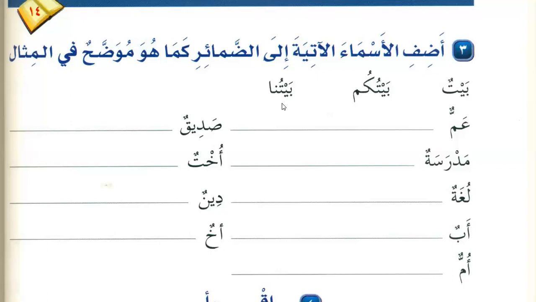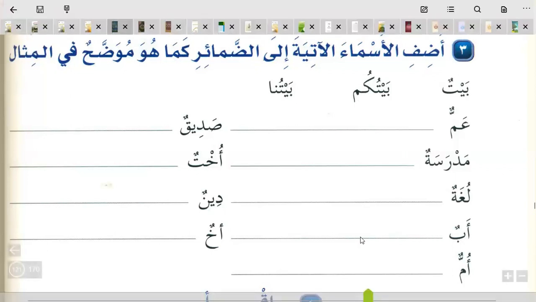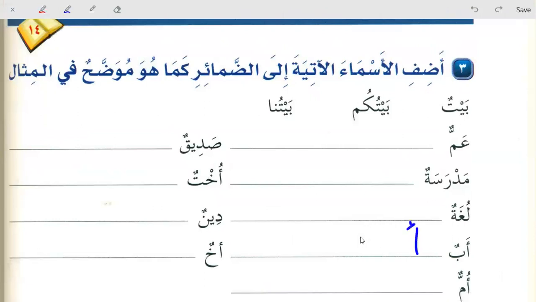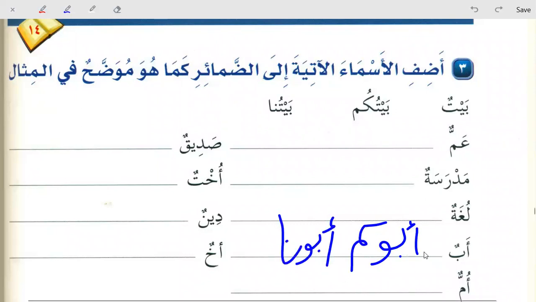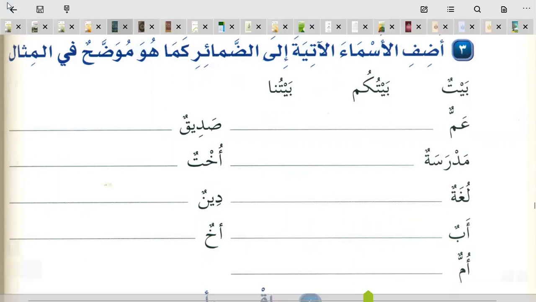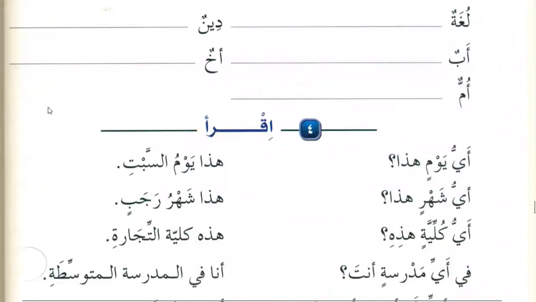Umun, Umukum, Umuna. Good. So when we add these two pronouns to these two words, Ab and Akh, we will add an extra vowel. So here we'll say Abukum, Abuna. We have added an extra vowel because ab and akh, when they become muzaf, take an extra vowel. You have already studied this in grammar. I hope you remember it.